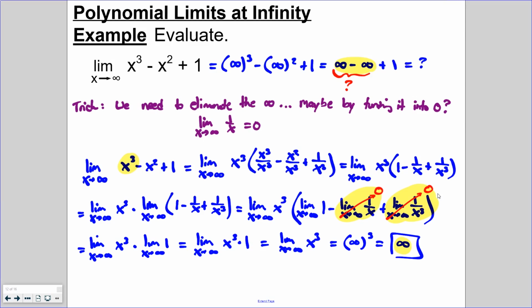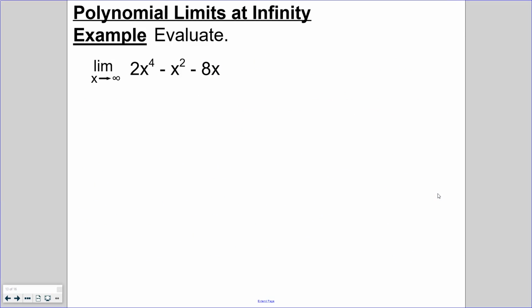So, as x cubed minus x squared plus 1 goes all the way out to the end of the x-axis, our height shoots all the way up towards infinity. So, woo, there we have it, our first polynomial limit at infinity. Let's take a look at another one.